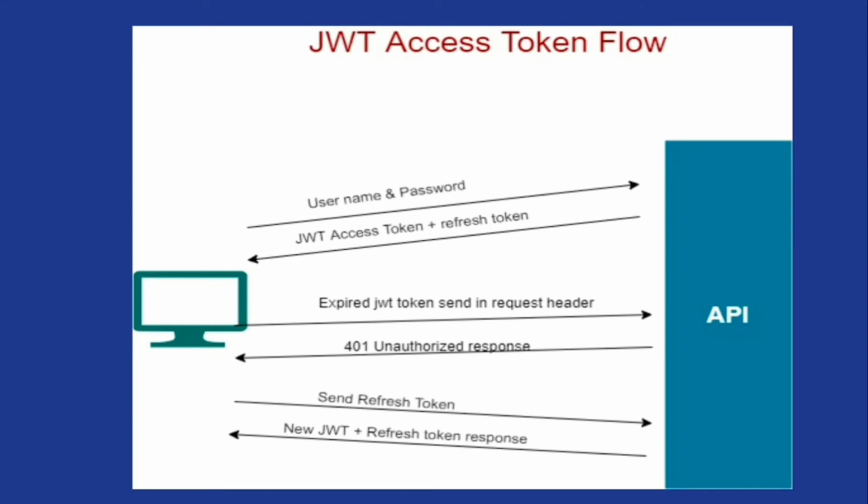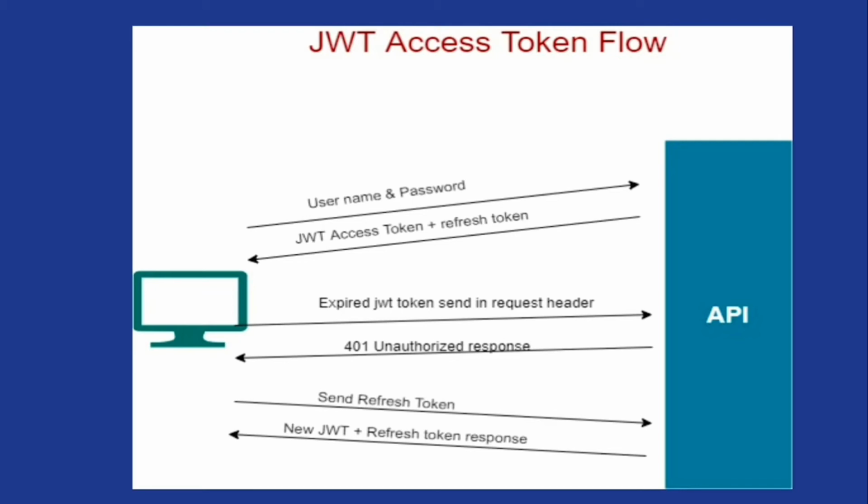So let's understand the flow of JWT access token and refresh token. Okay, when a JWT token expires, to renew it without user credentials, we will use the refresh token. Refresh token is a secret key which we can use to generate a new JWT token. If you observe this picture, here you can see username and password. When the user sends a valid username and password, the API then sends a response with a JWT access token and refresh token.